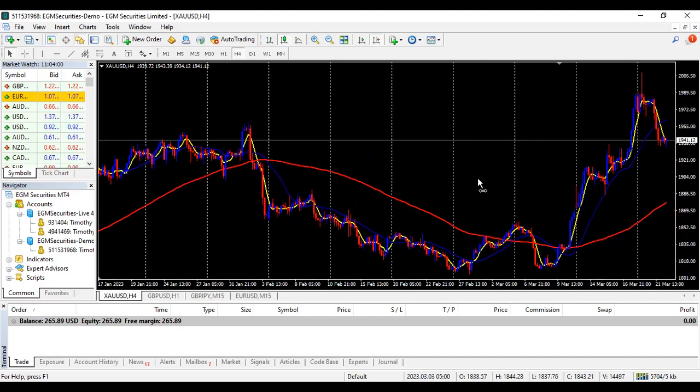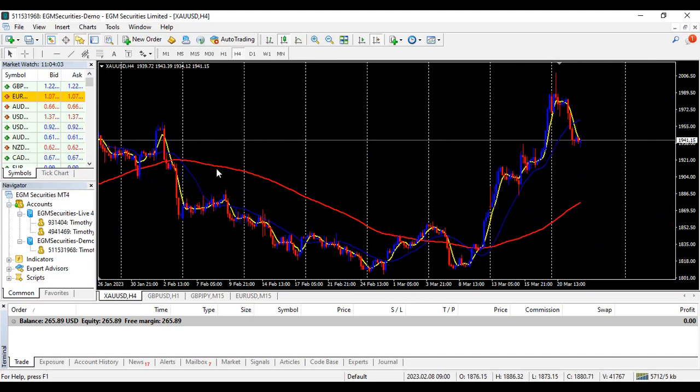So again, here we come. You can see now here the market was selling because of this moving average. The 100 moving average was acting like resistance.